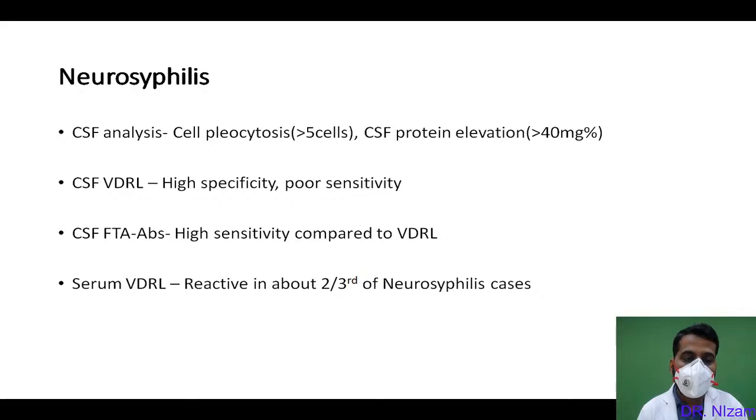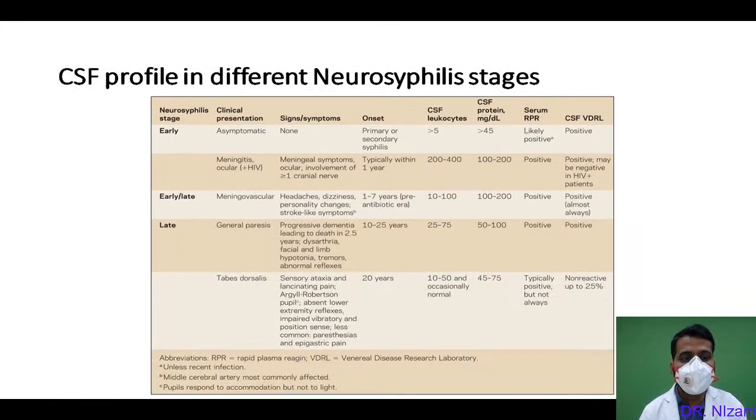And CSF VDRL, though it has high specificity but poor sensitivity, then CSF FTA-ABS has high sensitivity when compared to the VDRL. And then if it is all positive, send one serum sample for the VDRL, which is reactive in about 2/3 of the neurosyphilis cases. Now, this is the CSF profile in different neurological stages.